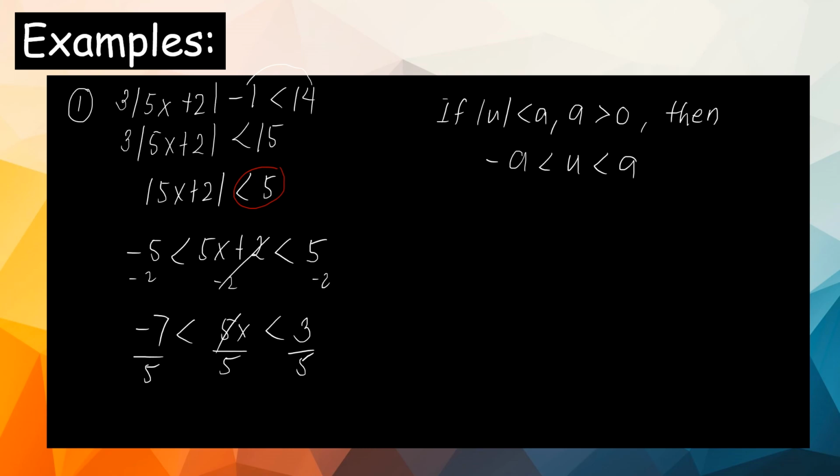So we can cancel this one out. And now the compound inequality is already simplified. You have x is greater than negative 7 over 5 but less than 3 over 5. And that is the solution of your given inequality. Let's have another example.